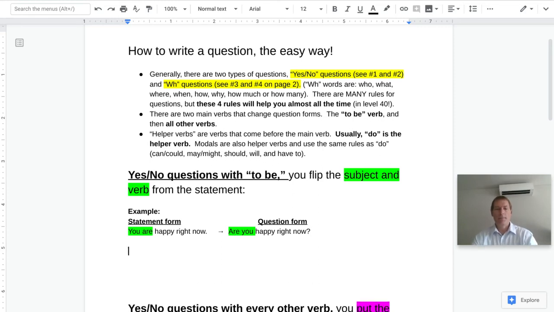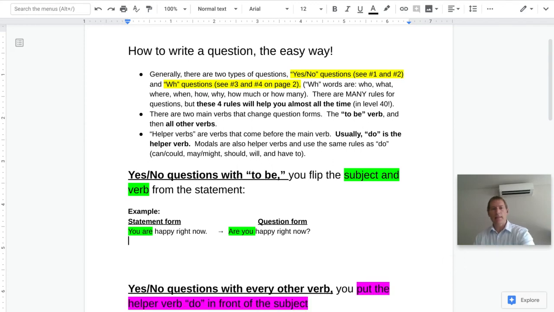Let's try one. Dwayne is a teacher. So pause this and make the question. Now unpause after you made the question and see if you're right. Is Dwayne a teacher? So you see here how I flipped the subject and verb from the statement.